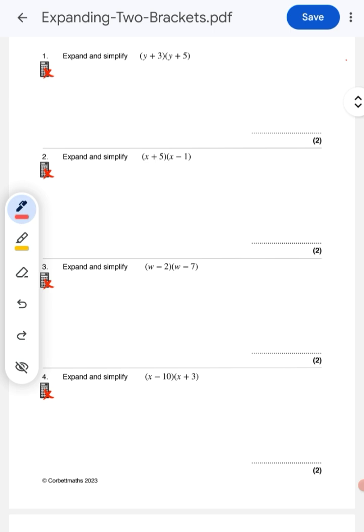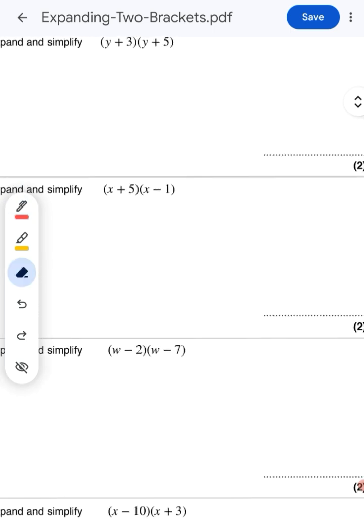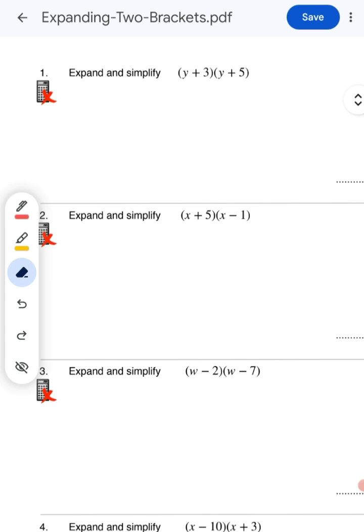So let's start with one of the favorite websites, that is Corbett Maths PDF. So let's get started. I am zooming this a little bit so that you all could understand. So the first question says expand and simplify.